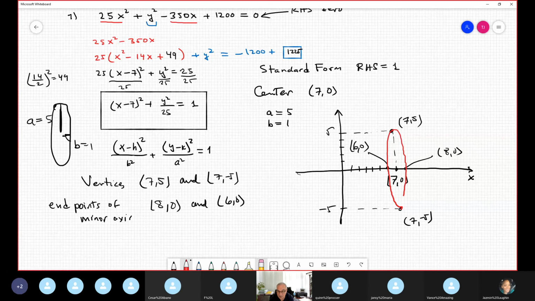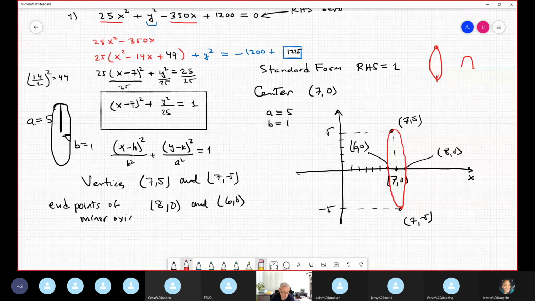Well, remember, the ellipse is a smooth curve. It never looks like that, so this corner is impossible. It looks like that. Smooth. And one more piece of information we need: the foci. One of the foci, because in plural we have two foci.